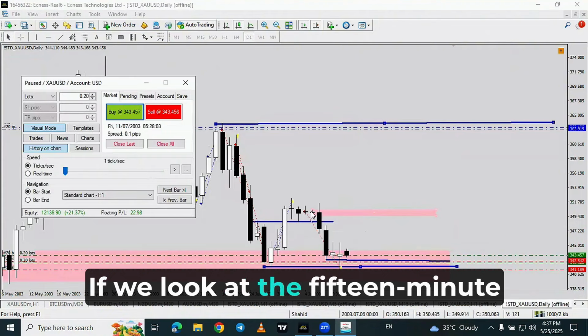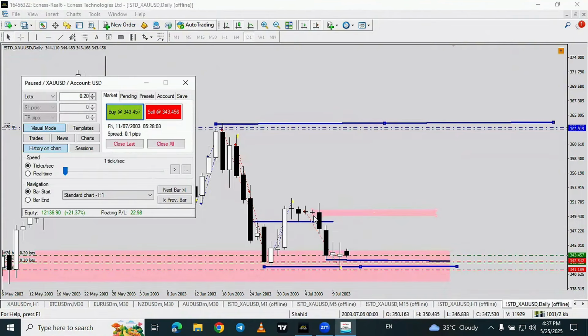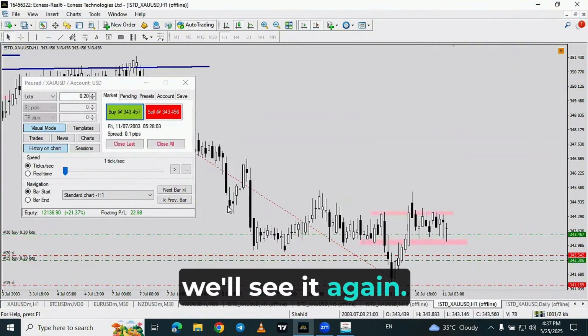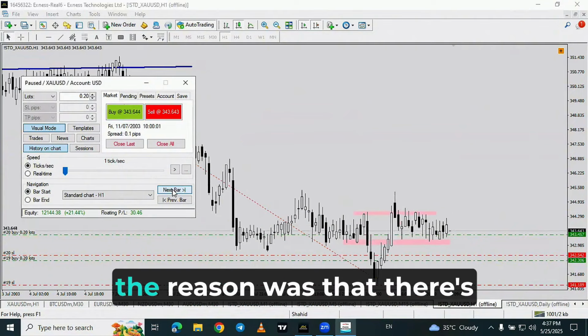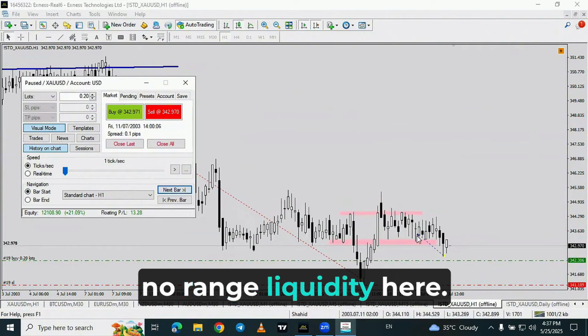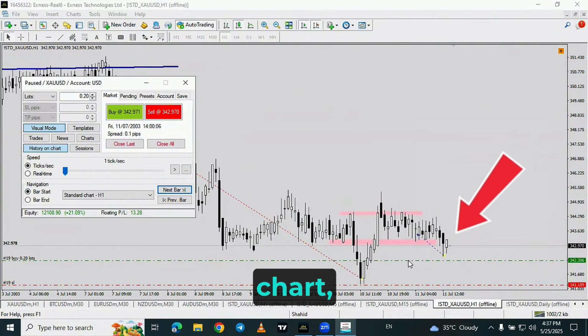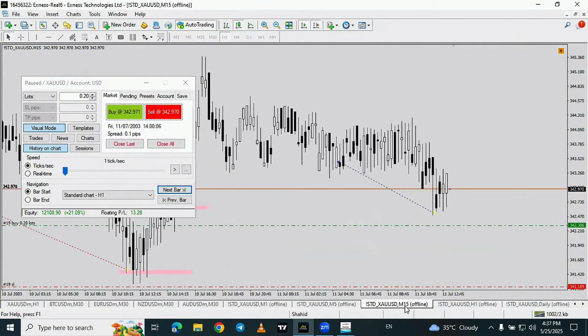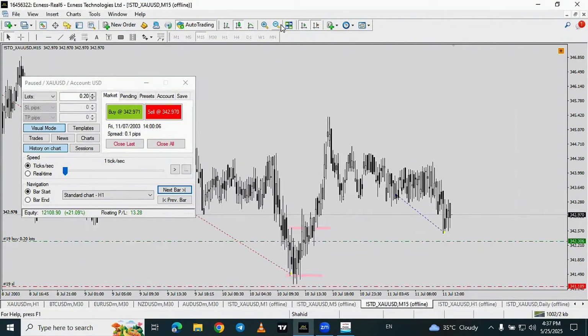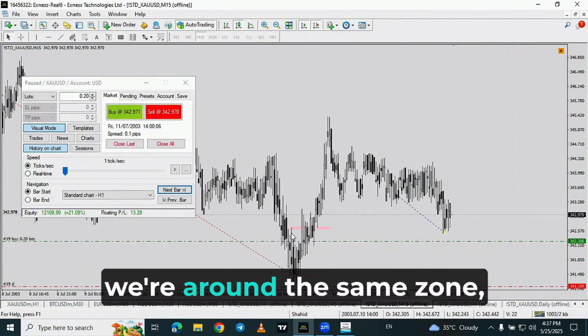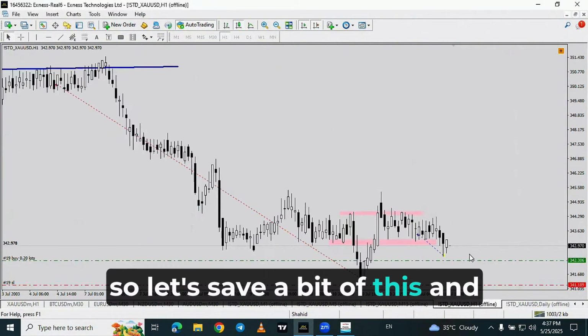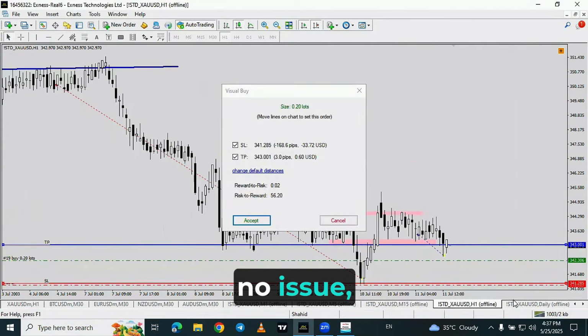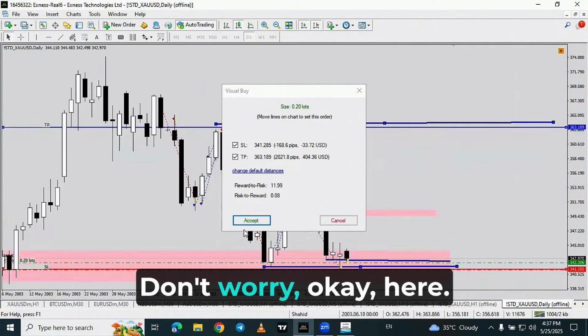If we look at the 15-minute chart, we'll see it again. It has hunted it again. So even at 15 minutes, we're around the same zone. So let's save a bit of this. And if it feels the same again, no issue. We'll take it to buy again. Don't worry. Okay, here.